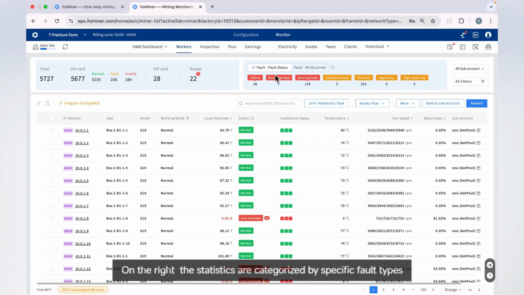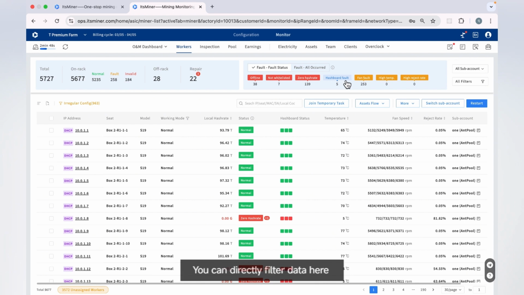On the right, the statistics are categorized by specific fault types, providing a detailed overview of miner issues. You can directly filter data here.